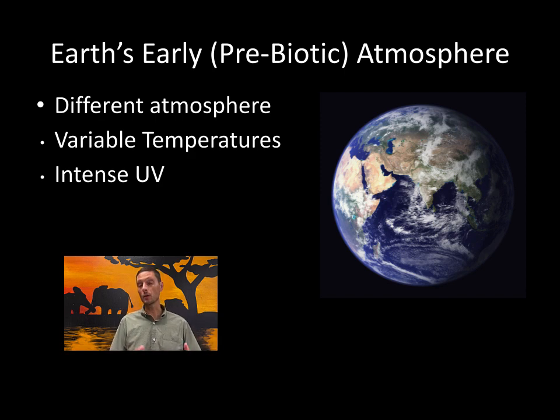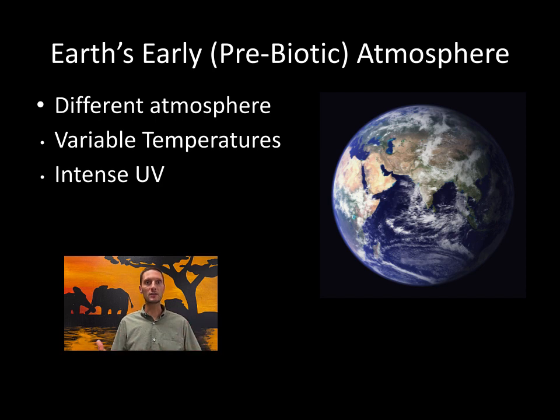Again, those conditions don't exist today. Our environmental conditions, temperature, UV, atmosphere are very different than what they were in the past. But these earlier conditions could have allowed these carbon compounds to form. And so that's potentially how some of these first initial building blocks of life would have developed.